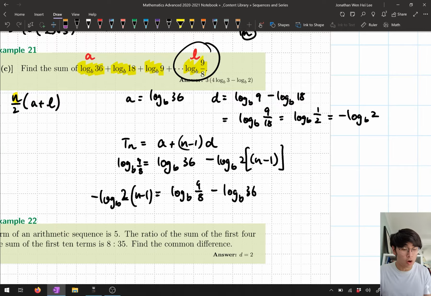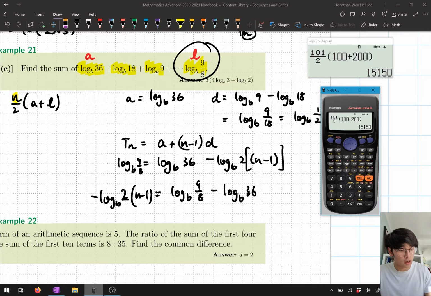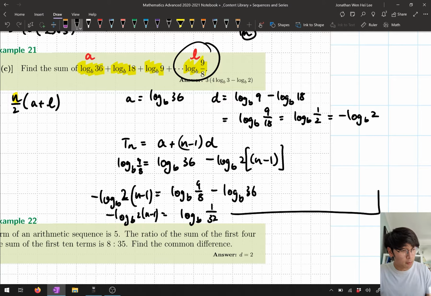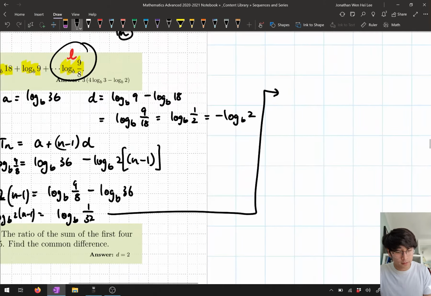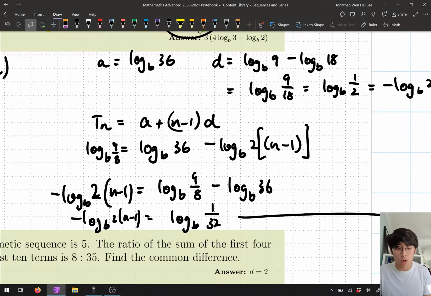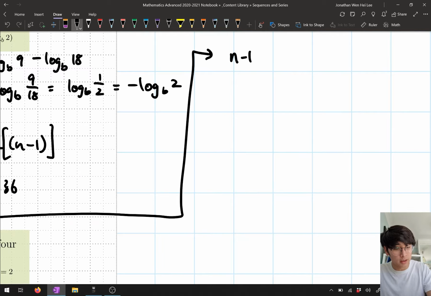And so when you subtract logs, you divide. So here this is just going to give me 9 over 8 divided by 36 on the right-hand side. So it becomes equal to log b 1 over 32. So negative log b 2 times n minus 1. And if I move this across, our following step is just to divide both sides by negative log b 2. So here we're going to have n minus 1 is equal to log b 1 over 32 over negative log b 2.